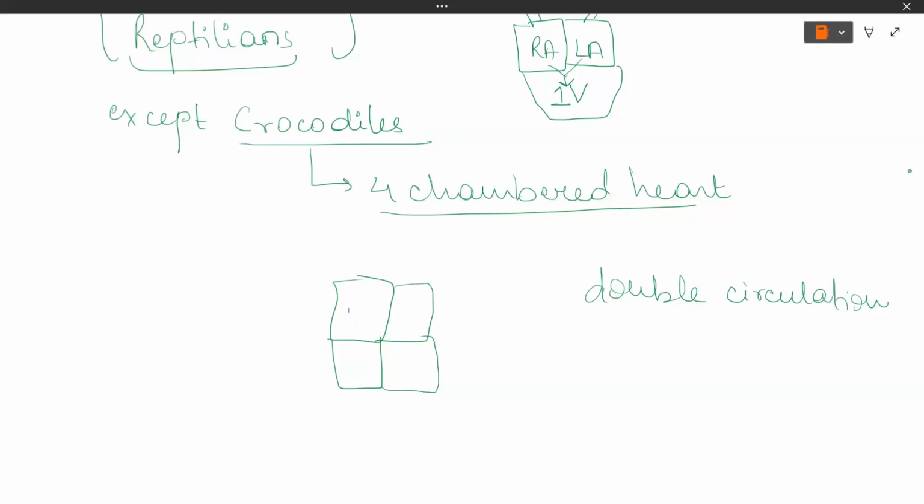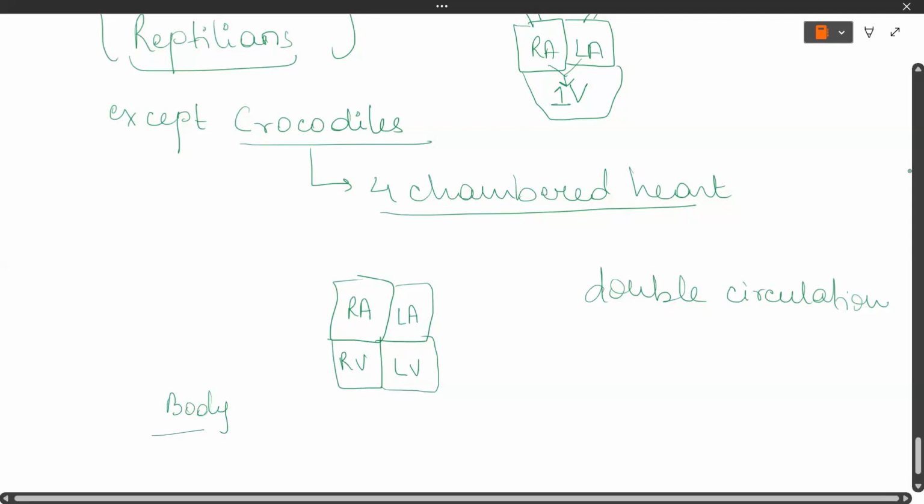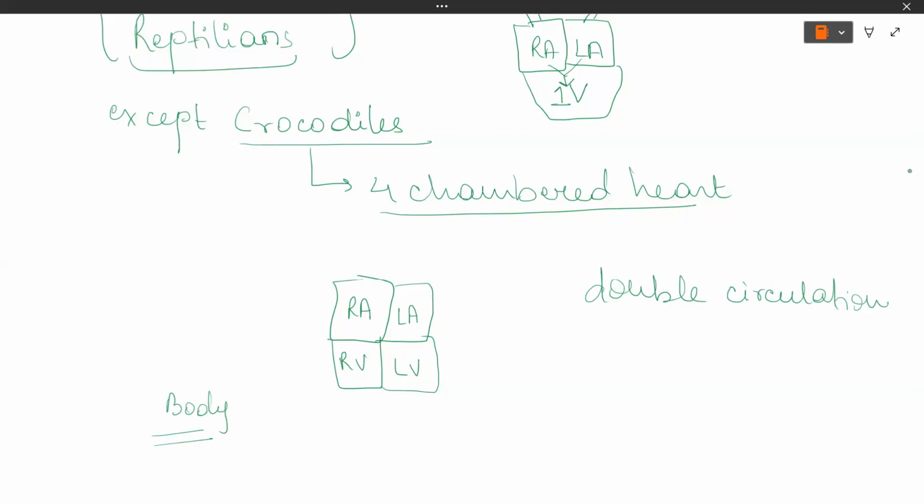First of all, let's name it. This is right auricle, this is left auricle, then this is right ventricle, and this is left ventricle. Now, the deoxygenated blood from the body. Whenever the body uses oxygen, it gives out carbon dioxide, isn't it? Yes, ma'am. So from different body parts, all the carbon dioxide will be collected by the blood.